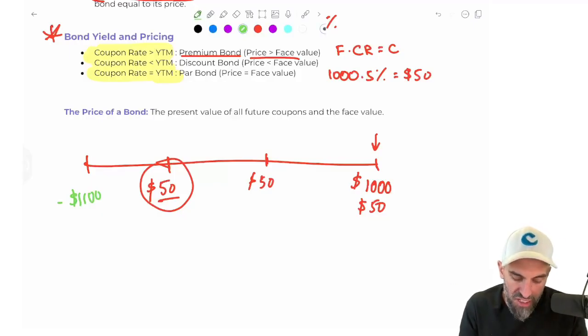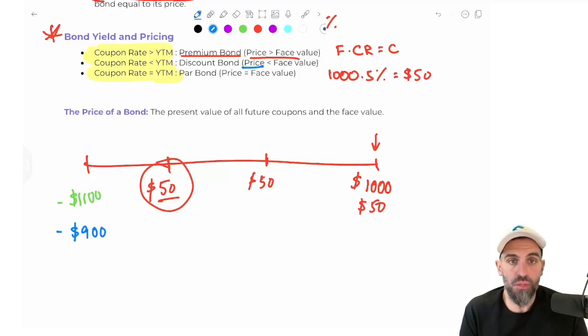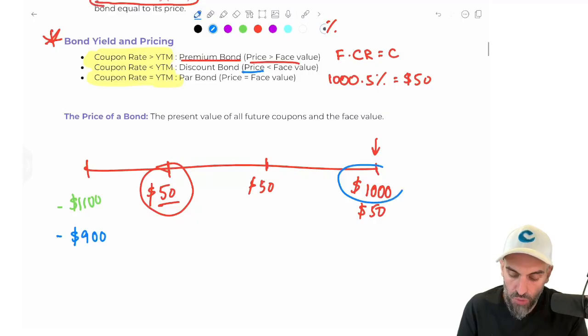And then you have a discount bond. This is where the price you pay is less than the face value. So imagine you were able to buy this bond for $900. And that is because the coupon rate is less than the yield. When the coupon rate is less than the yield, you actually get a discount on it. So you get to pay $900, even though the bond will return to you $1,000 at the end.